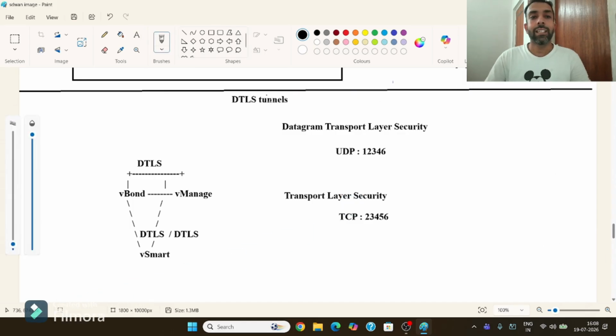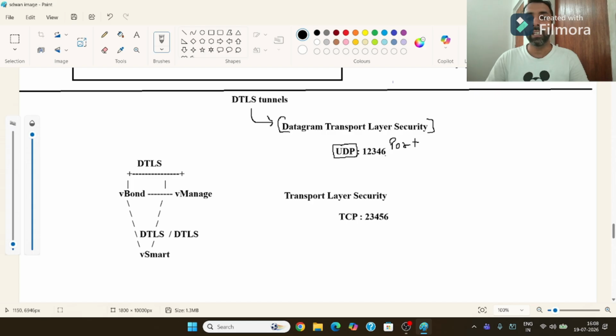So, DTLS tunnels can easily be created in between the controllers, like vBond to vManage, from vManage to vSmart, and from vBond to vSmart. DTLS basically stands for Datagram Transport Layer Security, as it works at layer 7. At layer 4, UDP protocol will be used and the port number will be 12346. Now, it is very important to understand the concept, because while troubleshooting the controllers, if you are onboarding controllers and they are not forming the DTLS tunnel, the port numbers are very crucial to troubleshoot.